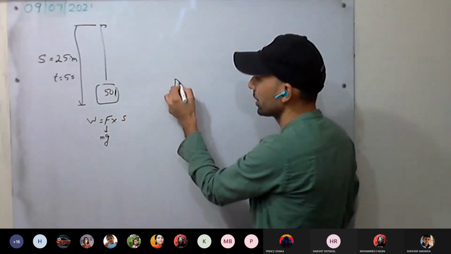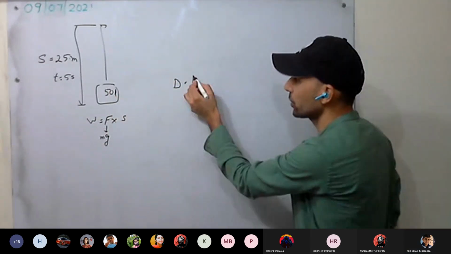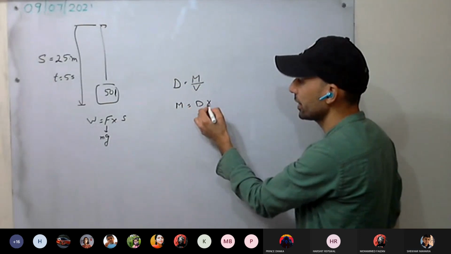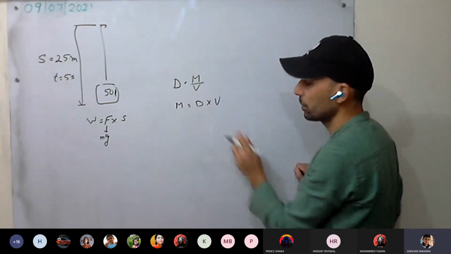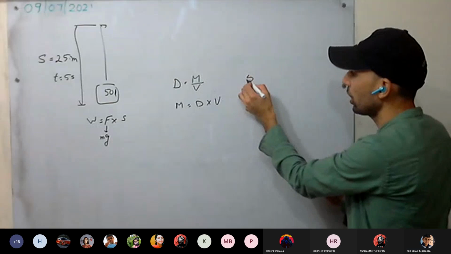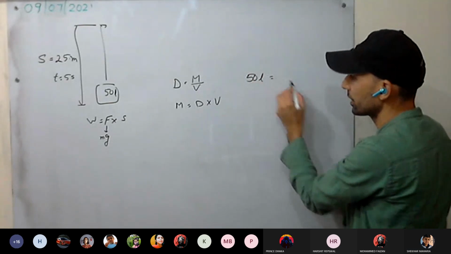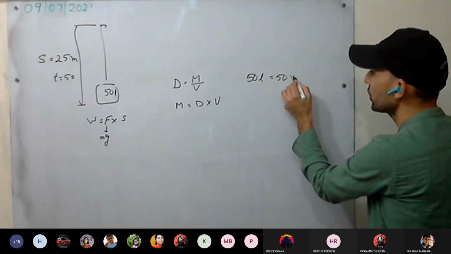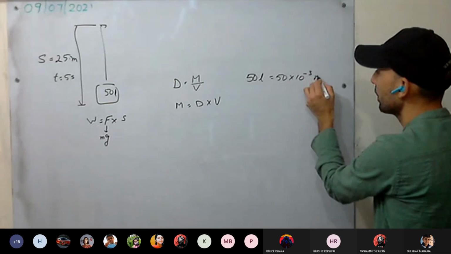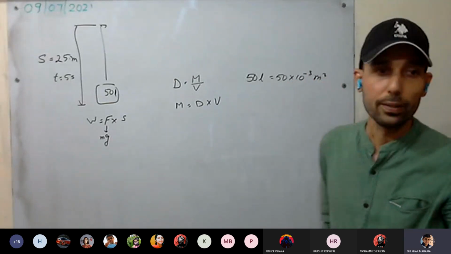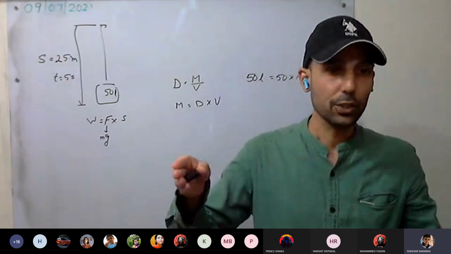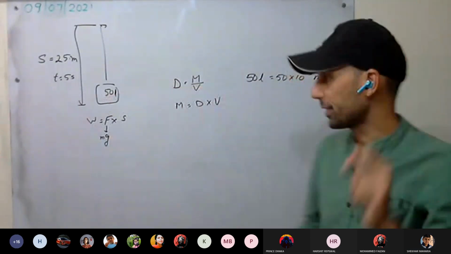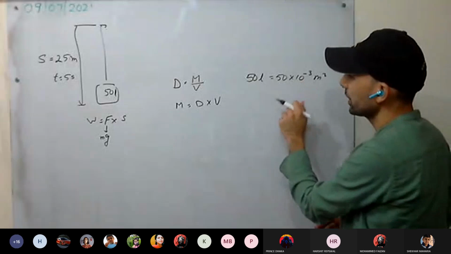Density is given to us. Density equals mass upon volume, so mass will be density into volume. Here volume is given as 50 liters. We have to convert it into meter cube. So it will be 50 into 10 raised to power minus 3 meter cube. This you all know. In 1 meter cube, there are 1,000 liters.